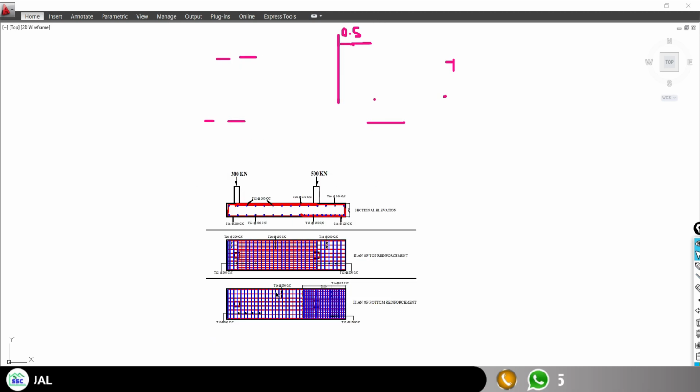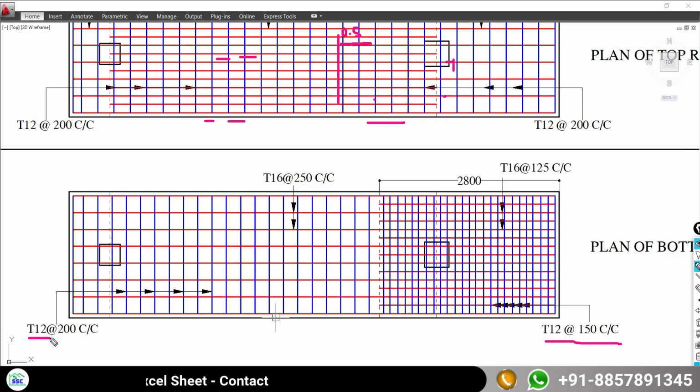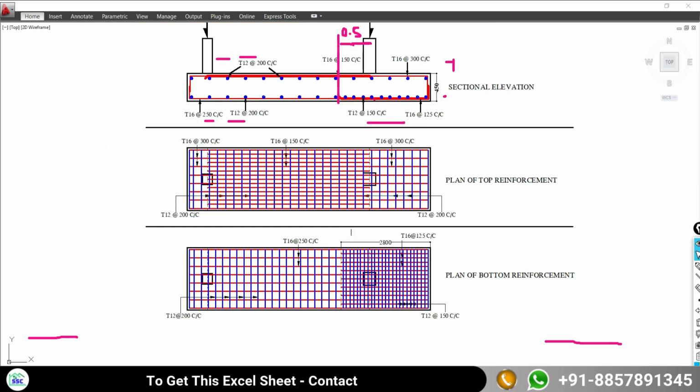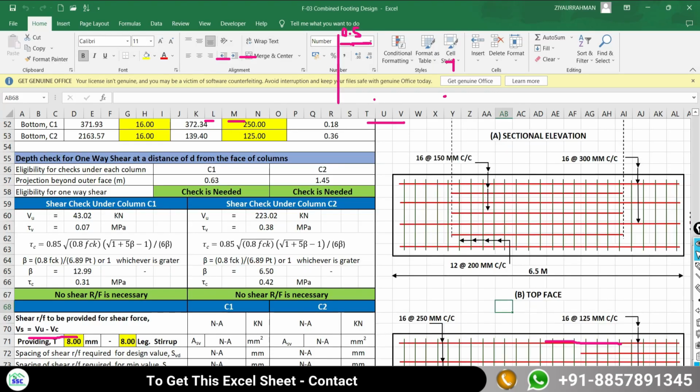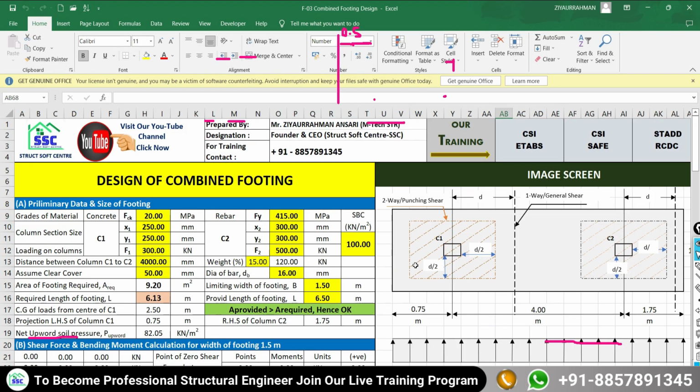That is also shown here in the plan view. For the bottom face, the transverse reinforcement under the column C2 will be 12 mm diameter bar at a spacing of 150 mm center to center. For the rest of the portion, it is 12 mm diameter bar at a spacing of 200 mm center to center. So all this detail is prepared based on the design result given by this spreadsheet. By using this spreadsheet, you can design any type of combined foundation.